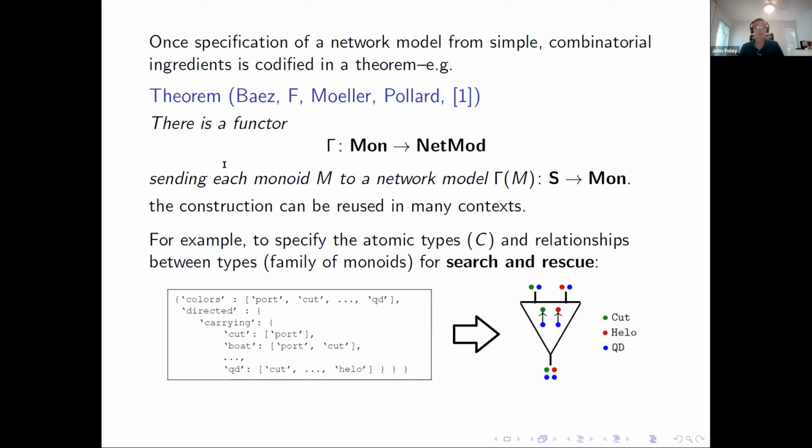So for instance, if you codify in a theorem, this is one example where for each monoid, you can associate functorially a network model, which would then give you a network operad for syntax. Once you have a theorem like that, you have a recipe to build syntax. And where this comes up in our particular application area, it's not exactly the same theorem, but similar. You specify the atomic types for the SAR domain, which is a laundry list of 8 atomic types, which includes here the green cutter, the red helicopter, and this blue quadricopter.